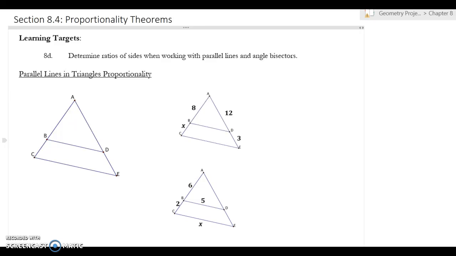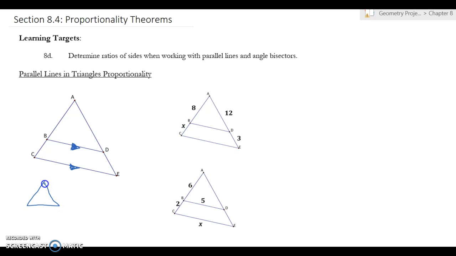All right, what we're doing today is we're wrapping up chapter 8 and we're looking at proportionality theorems that exist in triangles and other shapes. The first one we have is the triangle one, okay? And what this says is that if you have a line that's parallel through the triangle to one of the sides, then it cuts the sides proportionally. So the left side will be cut proportionally to the right side. It also says that it cuts it into two proportional triangles.